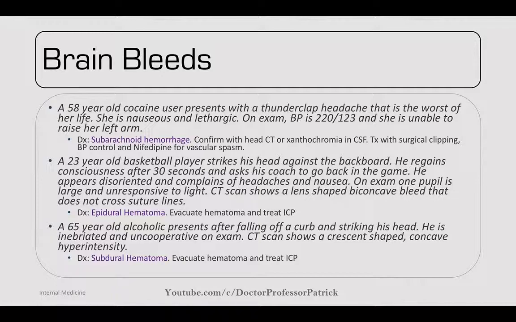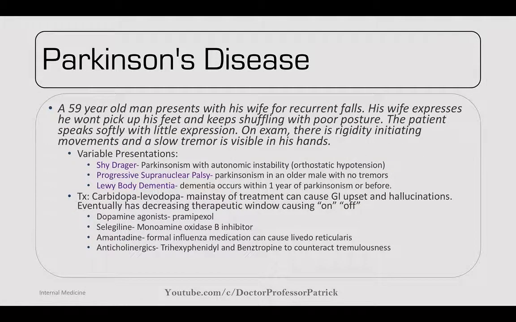Next, there's a 65-year-old alcoholic who presents after falling off a curb and striking his head. He's inebriated and uncooperative on exam. CT scan shows a crescent-shaped concave hyperintensity. And this is a subdural hematoma. It's especially common in alcoholics due to their increased risk of bleeding and also the brain atrophy, especially in elderly. And you want to evacuate these hematomas and treat the ICP as well.